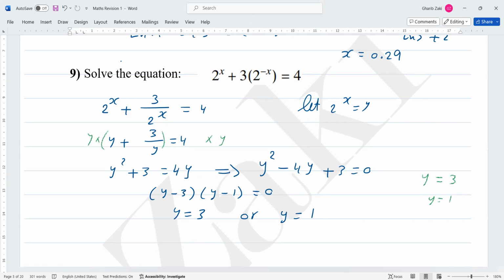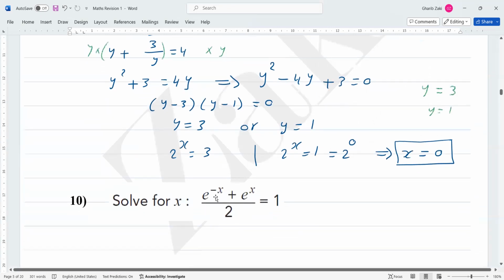Remember, we need to get x because solve it means find the variable. y equals 3 means 2 to the power x equals 3, or 2 to the power x equals 1. 1, we can write it as 2 to the power of 0. The bases are equal, so the powers are equal, so x equals 0. We accept x equals 0 because it is not ln, it's exponential.